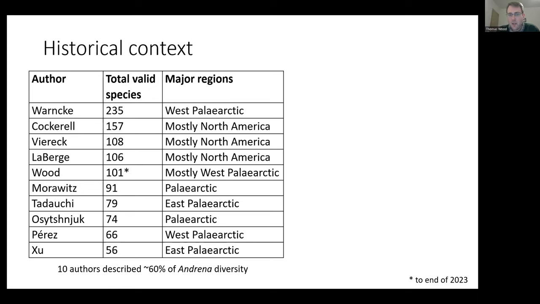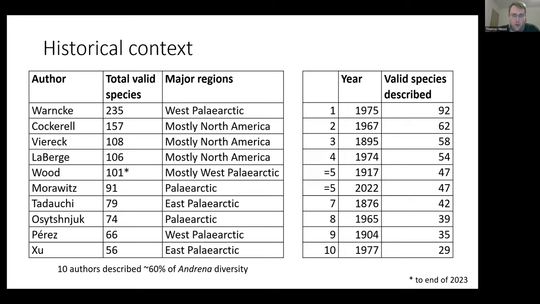And this work is ongoing, and it tends to be pushed forward by a few relatively large publications or activity periods over a very short period of time. The process of description is very much ongoing. 2022, for example, was one of the most productive years ever in terms of Andrena description. And of course, this counts valid species, so this does not include species which have subsequently been synonymized.